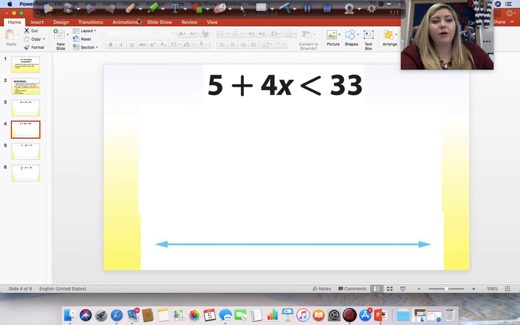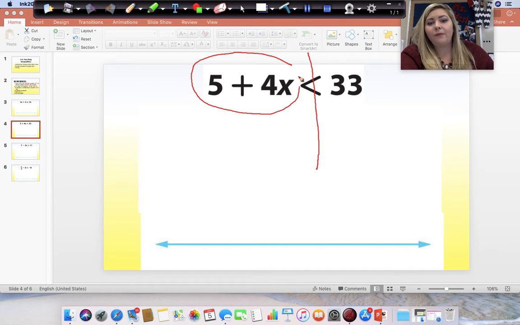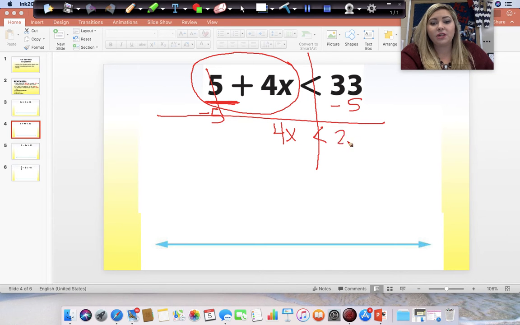Again, I'm going to draw my line down from my inequality sign. We are going to start on the side with the variable, but we are going to start with the number without the variable. And this is a positive 5, so we are going to do the opposite and subtract 5 from both sides. 5 minus 5 cancels, and we are left with 4x is less than 33 minus 5, which gives us 28. And to solve this, we need to divide both sides by 4.